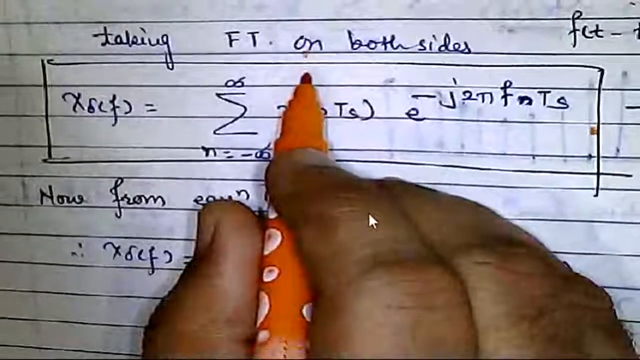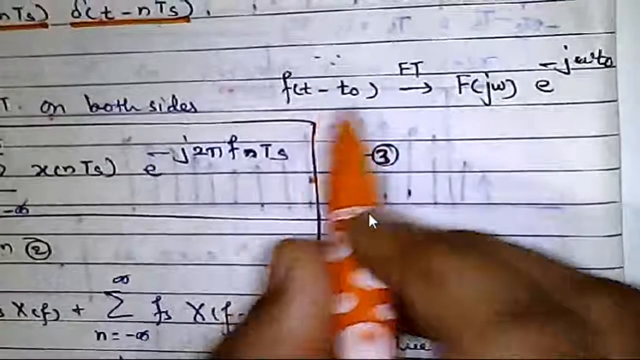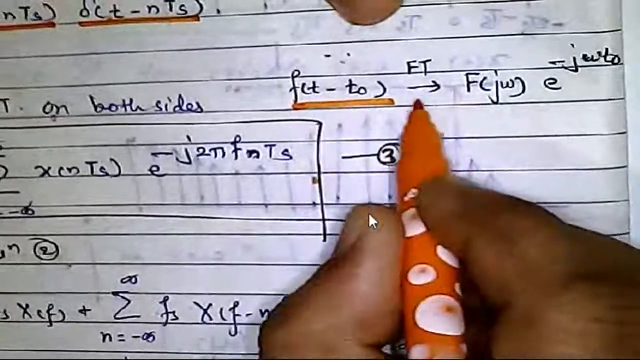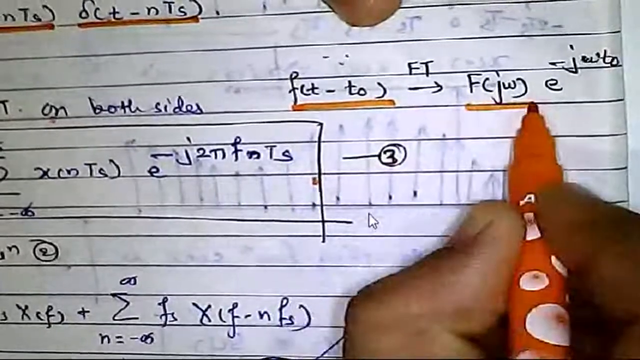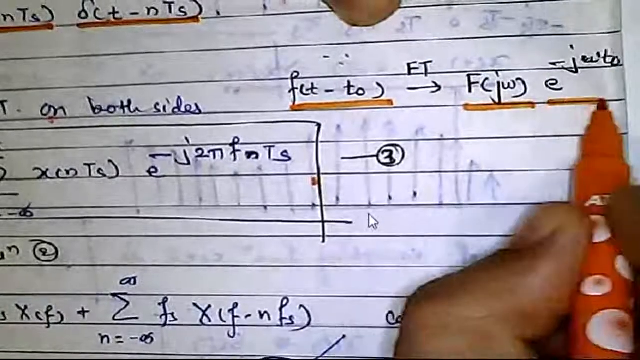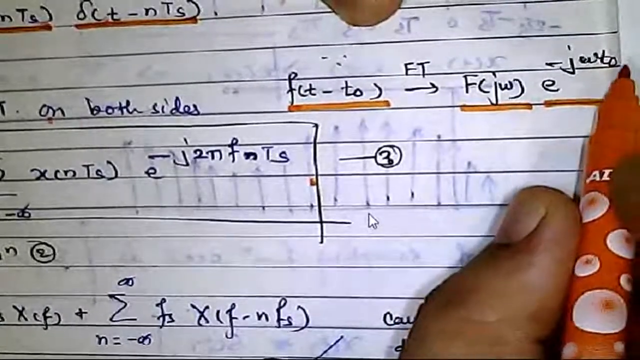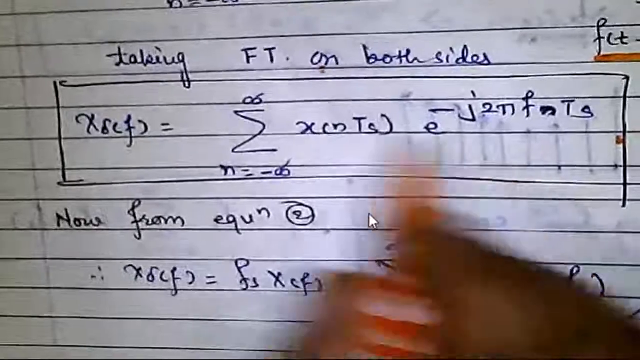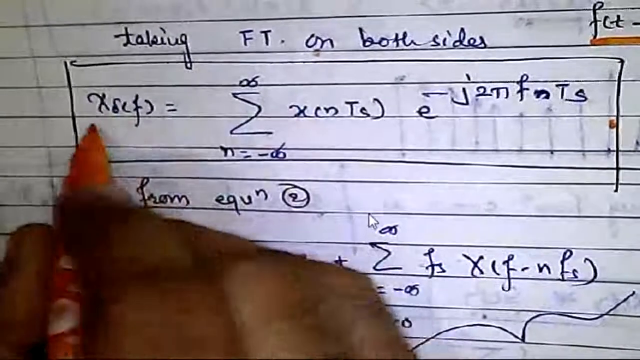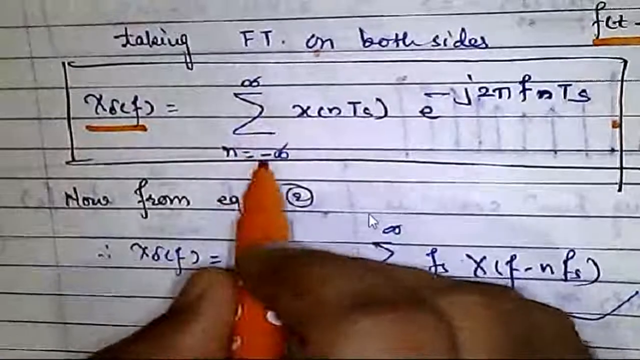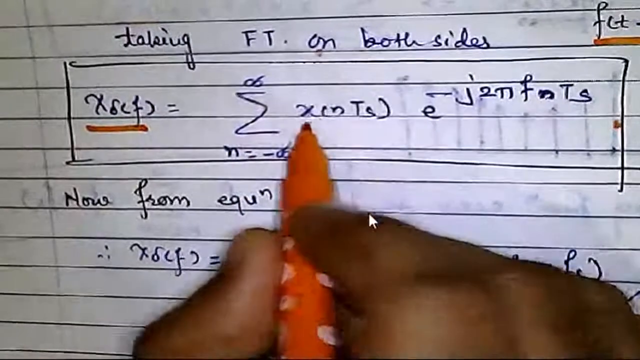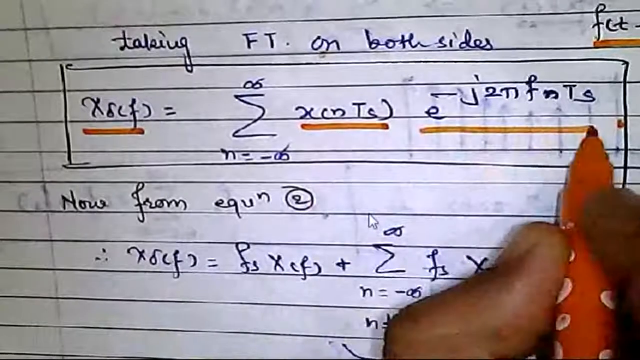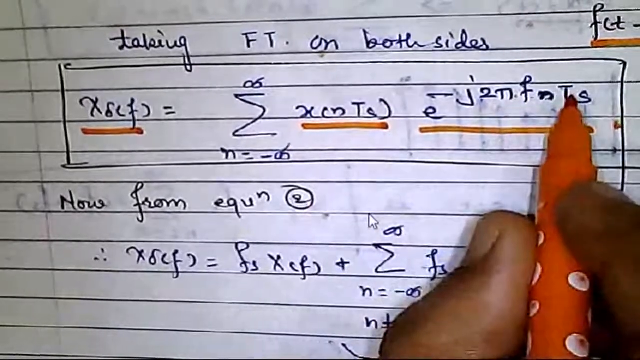So when we take the Fourier transform on both sides of this expression, by applying this mathematical expression, that is, f of t minus t0, the Fourier transform will be what? F of j omega into e raised to minus j omega t0. By applying this theorem, x delta of f is equal to summation n equal to minus infinity to infinity x of nTs into e raised to minus j 2 pi f n Ts.